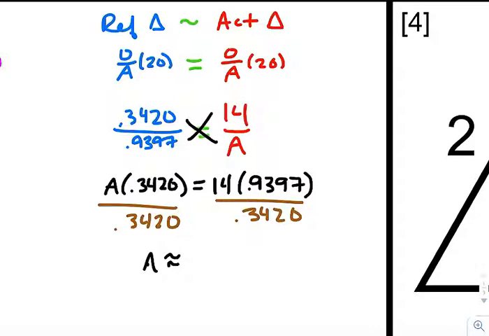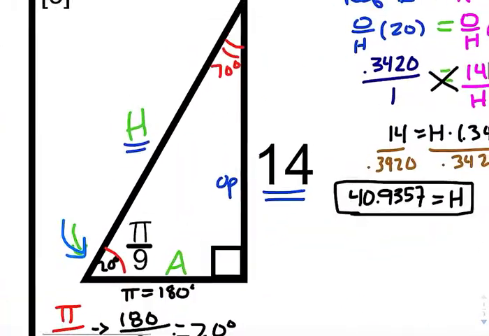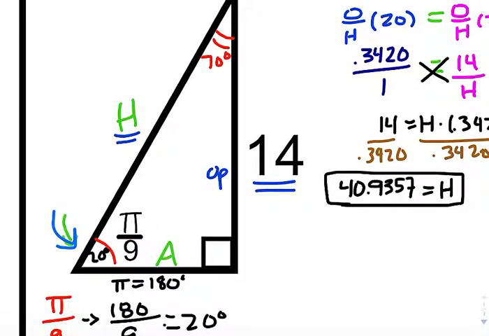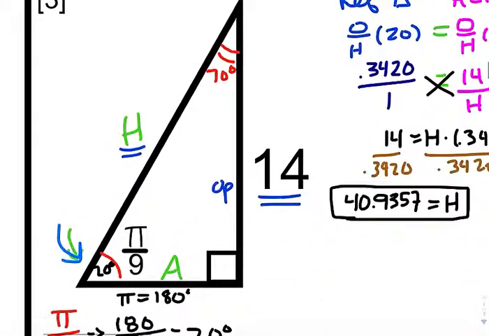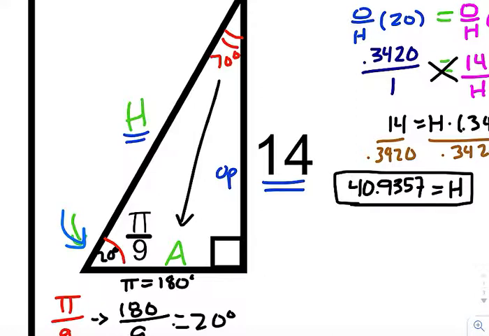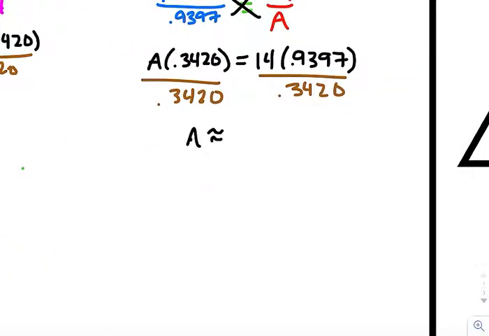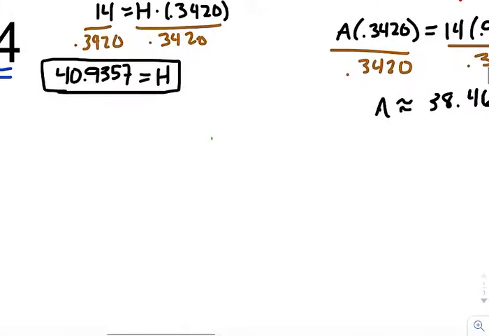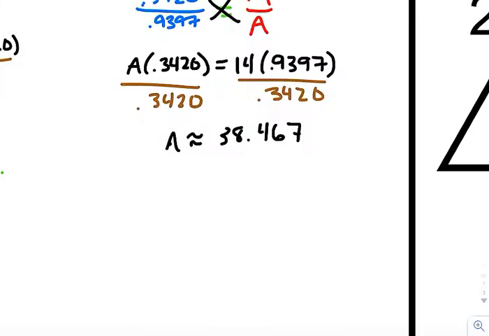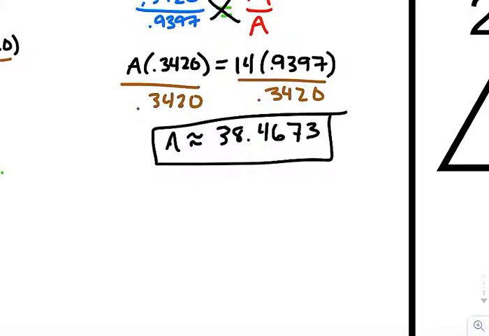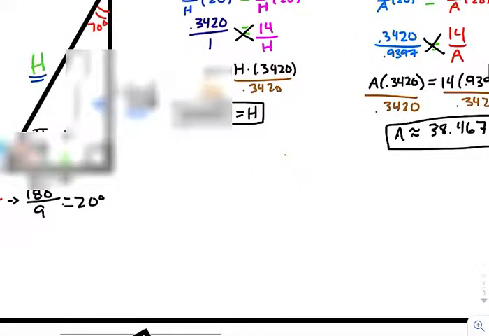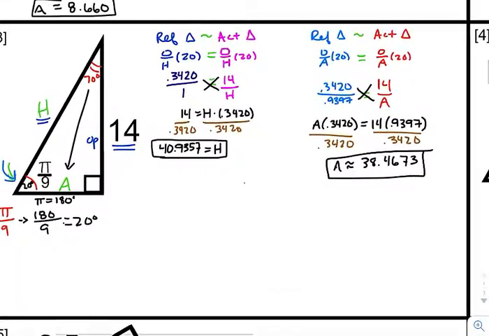Before I run this, we should take a look over here. A is across from the 70-degree angle, so that number should definitely be larger than 14, but less than 40.9357, the hypotenuse. And when I ran that, what I got was 38.4673. It falls definitely within our parameters. That's what we expected: a number larger than 14 but less than 40, and we got it.